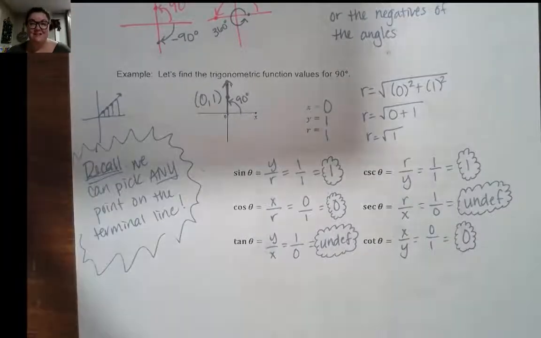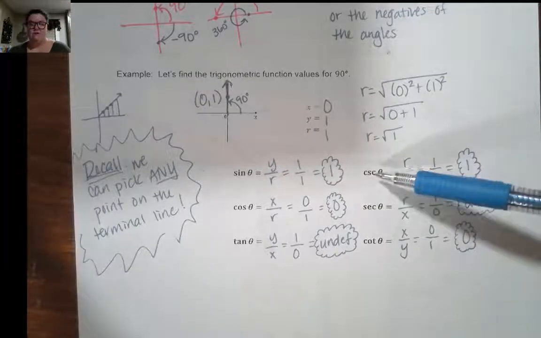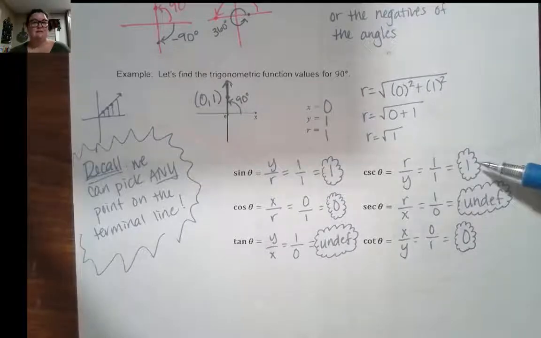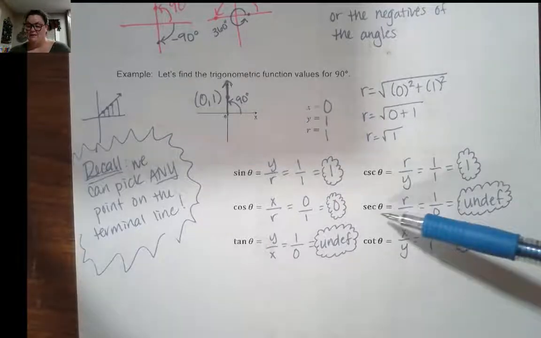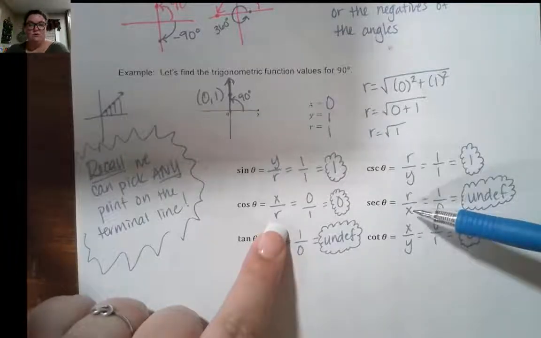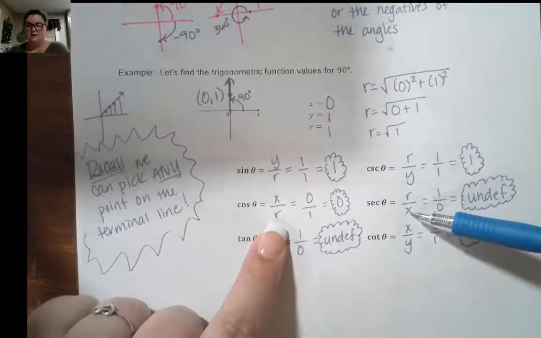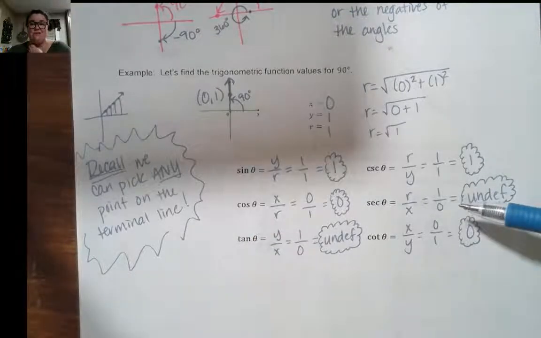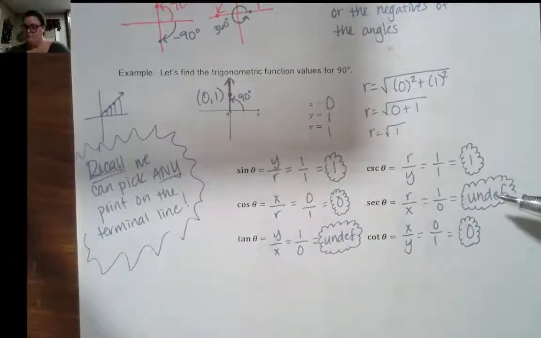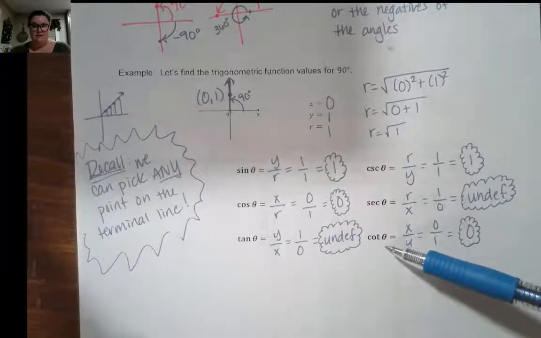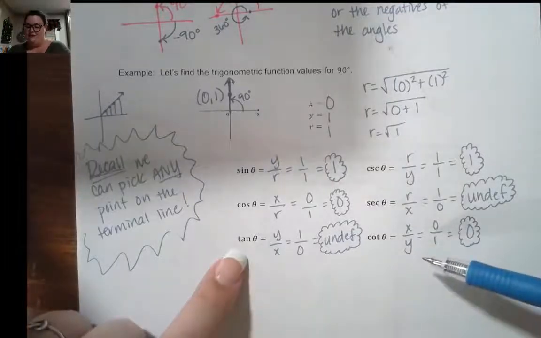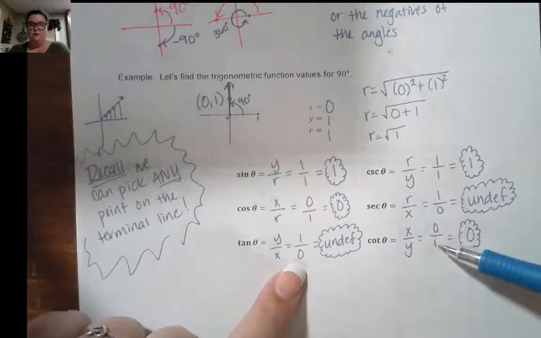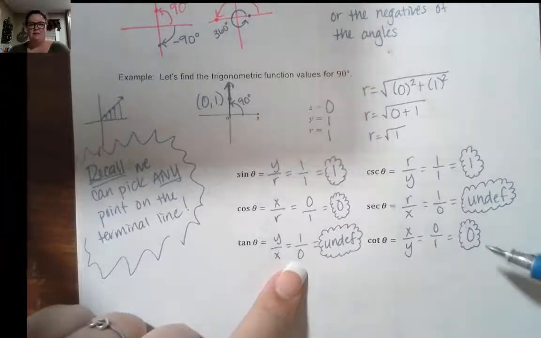All right, let's see how you did. So cosecant theta is r over y, so that's 1 over 1, which simplifies to 1. Secant theta is the reciprocal of cosine, so r over x, which gives us 1 over 0, so this one's actually going to give us an undefined value. And then cotangent theta is the reciprocal of tangent. So if we do x over y, we end up with 0 over 1, which is no longer undefined. It's just 0.